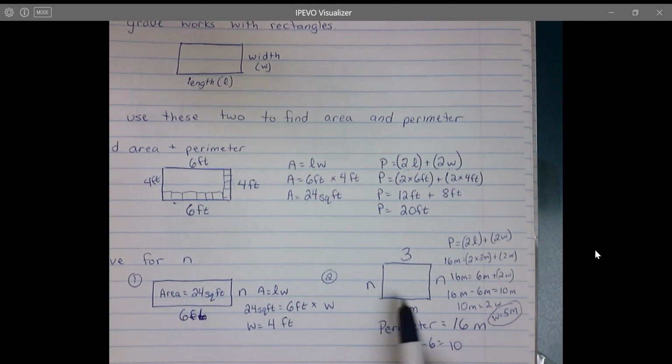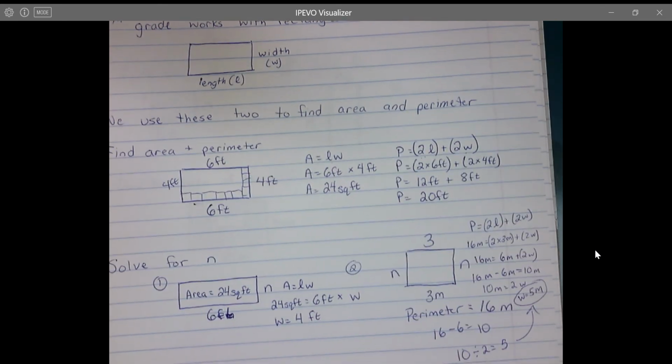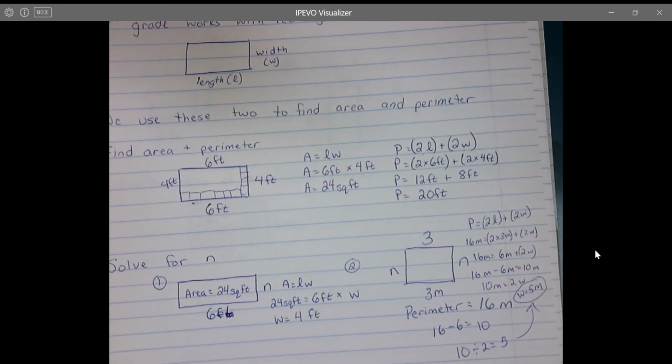So they're left with 10, but there's 2 parts of the 10, and since they're the same, they take whatever's left over and then divide by 2, and we get 5. So 10 divided by 2 is 5, so you get 5.